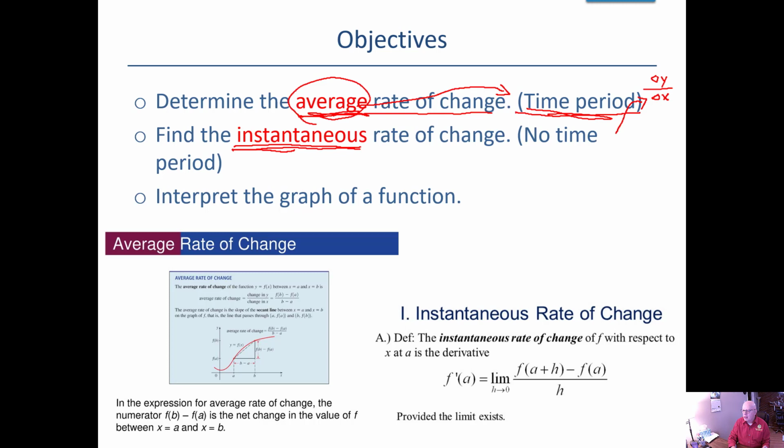We'll do a little bit about interpreting a graph, looking at the picture, see what we can find out from that. The instantaneous rate of change, here is the derivative. We have spent some time doing this with the difference quotient, which is this part on the right hand side, and that's only if the limit exists, of course.